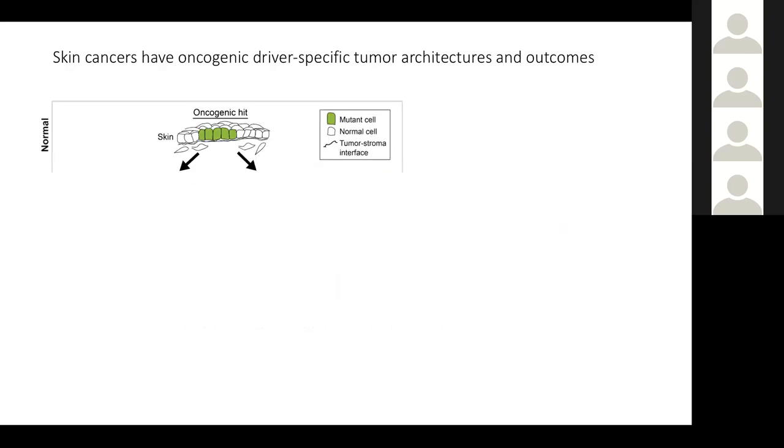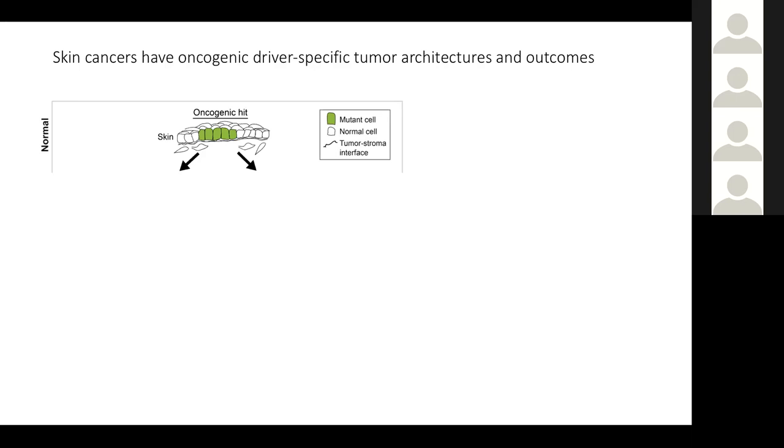So my work in the past few years has focused on the skin as a model tissue. And this is a very, I think, interesting tissue, not only for its relevance in terms of disease and homeostasis of humans, but also its inherent architectural features. What I'm going to tell you about today is how cancers arise in the skin.